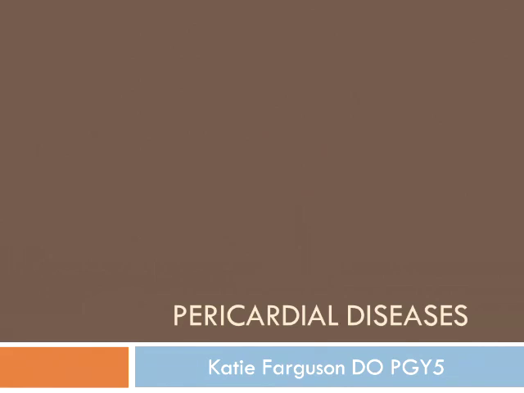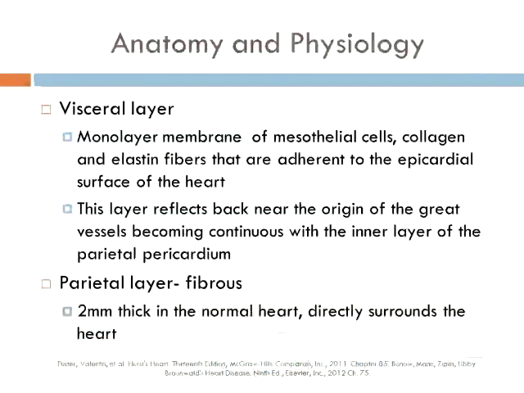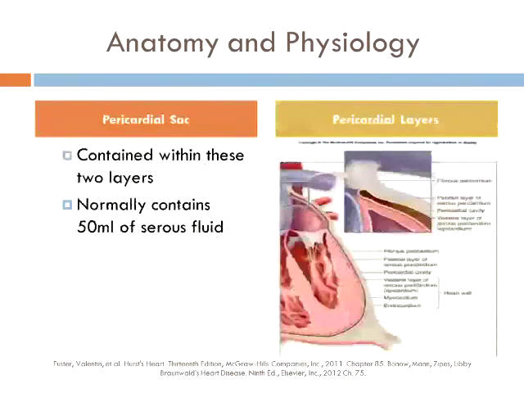There's two main layers of the pericardium. There's a monolayer membrane made of mesothelial cells, collagen, and elastin fibers. This is the main part that attaches directly to the epicardial layer of the surface of the heart. This layer then reflects back upon itself right at the origin of the great vessels. This then reflects back and creates the parietal layer, which is a fibrous layer. In a normal heart, it's about 2 millimeters thick. This is the layer that usually becomes more thickened when we see constrictive pericarditis. In between these two layers is where the pericardial sac is located.